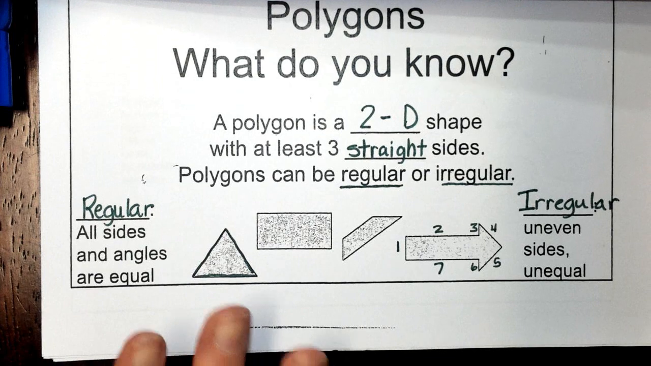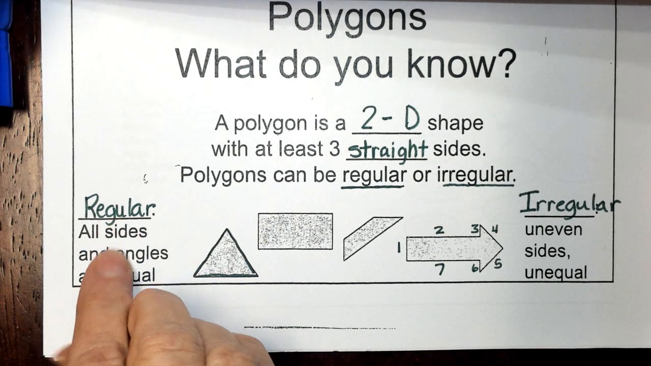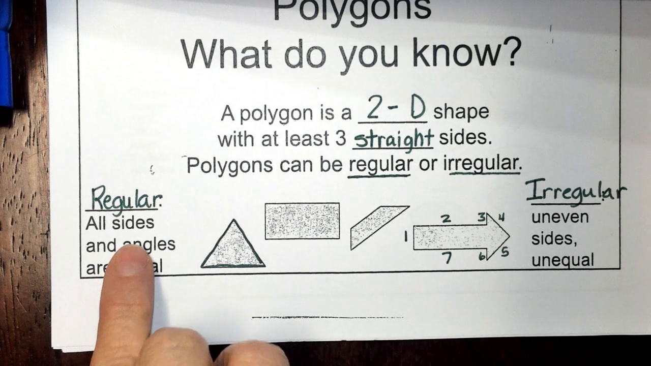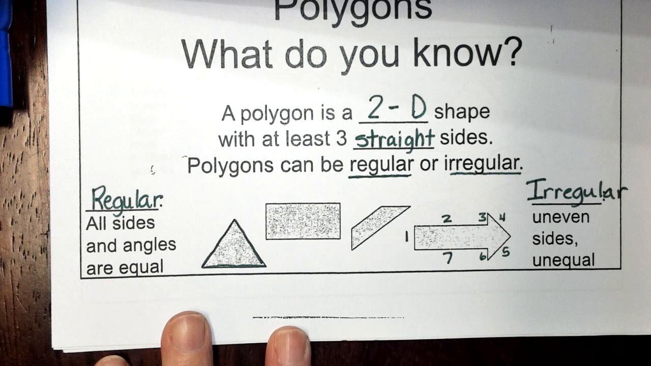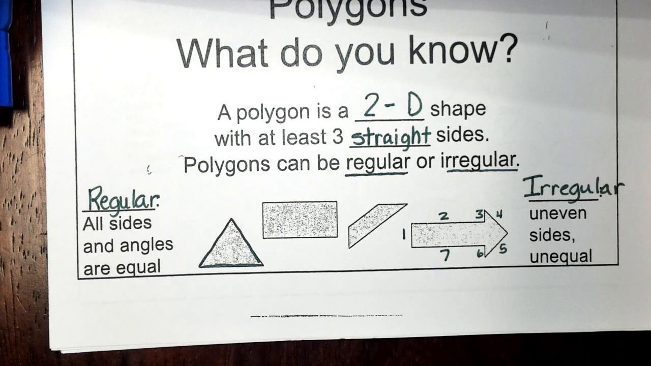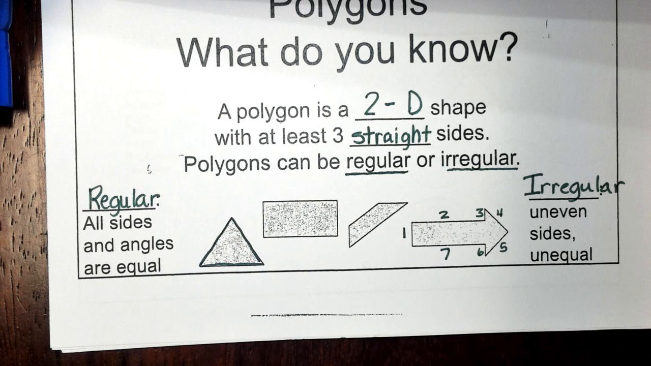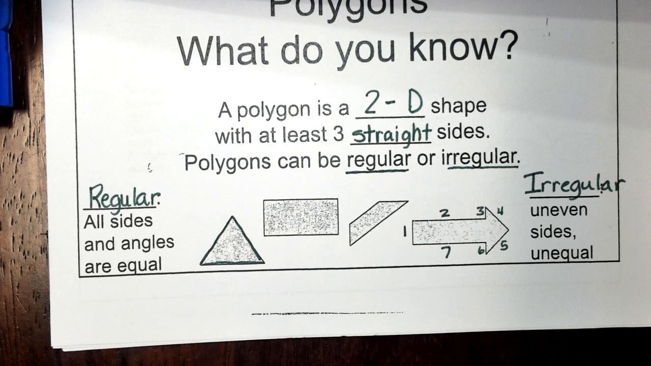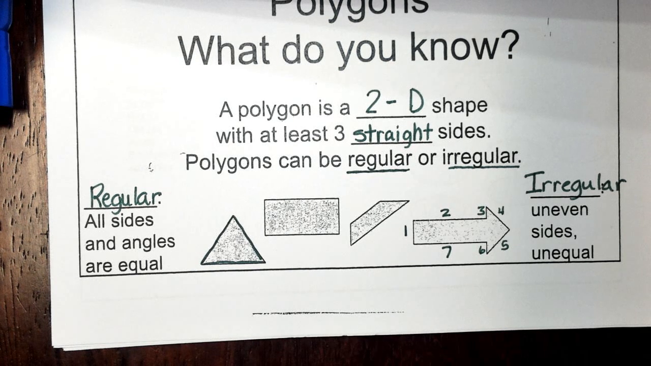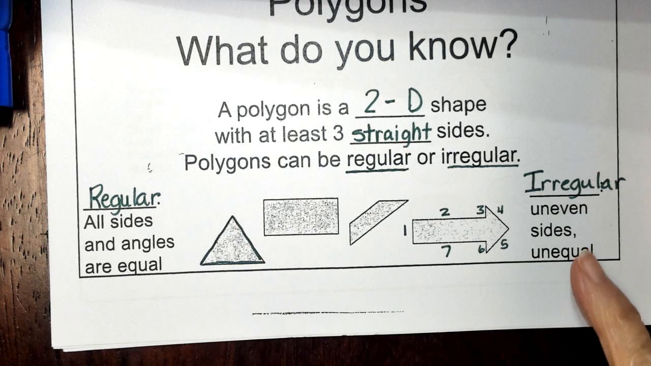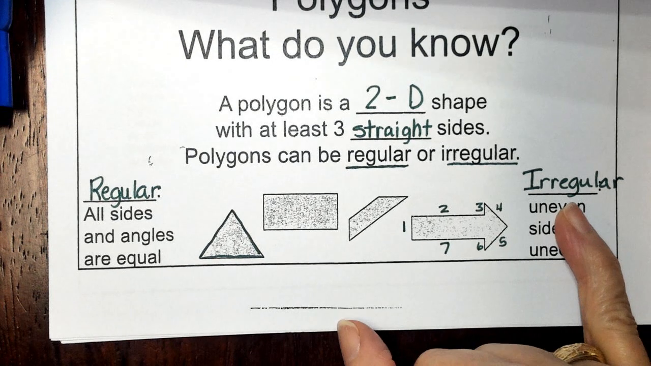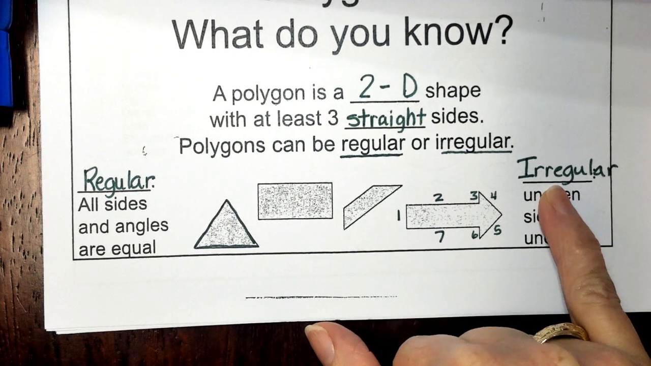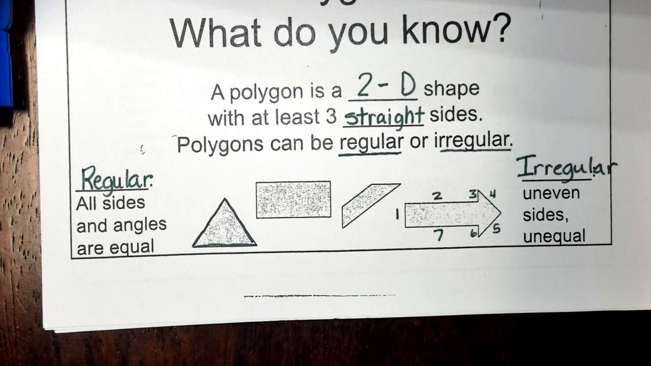And so when we think about polygons being regular, the one thing that we need to remember, Soraya, is that all the sides and the angles are equal. It cannot be regular if one of the sides is different or if one of the angles is different. In order to be a regular figure, it must have equal sides and equal angles. Other shapes that do not have equal sides or have unequal angles fall into the irregular category, and that just means that they have uneven sides and uneven angles.